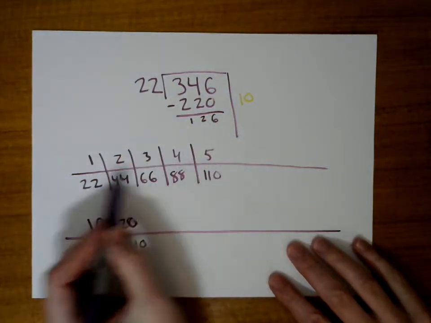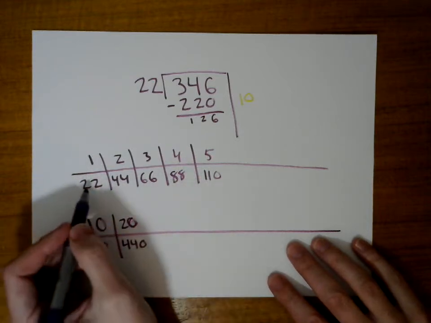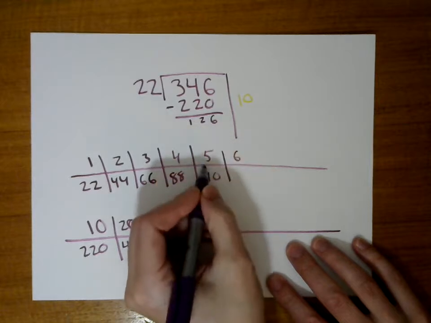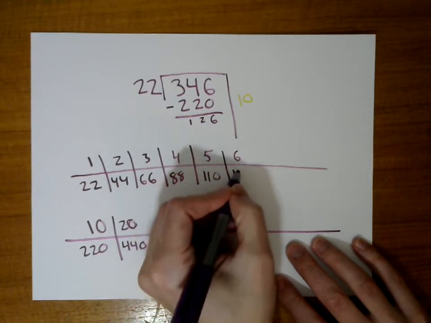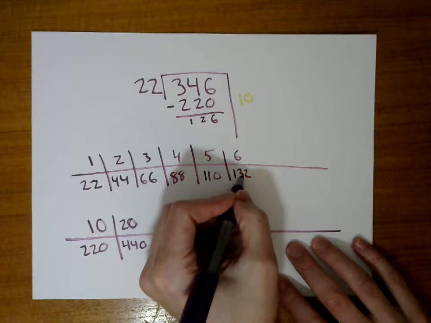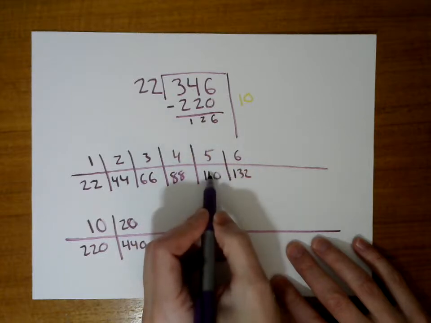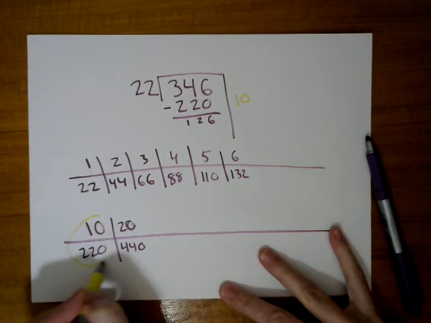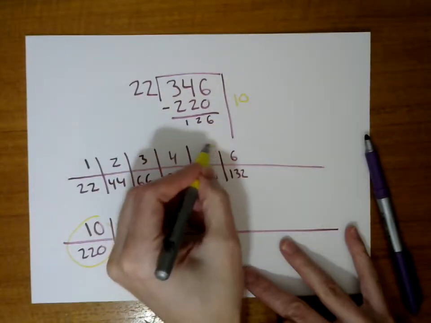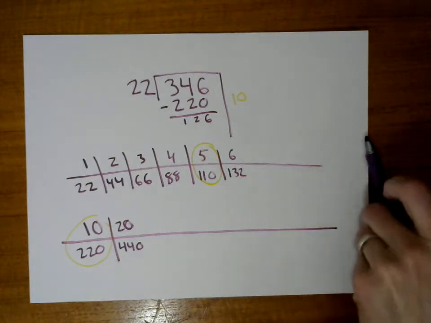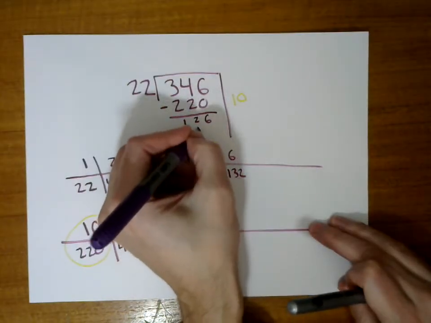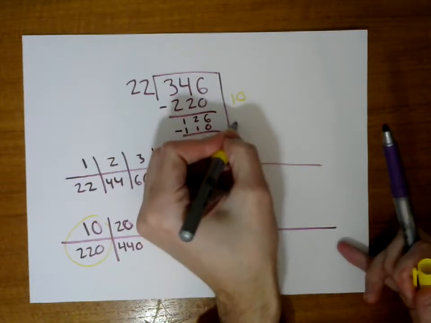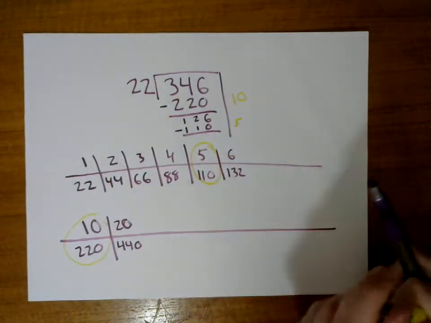And now this work here does not go for naught because look, we've got up to 110. And if we take another group of 22, 110 plus 22 would be 132, which is too much. So we've got to go with 110 here. I'll circle what I used. I used 10 groups here earlier, and now I'm going to use 5 groups. I've totally run out of room. Fit this in. So that would be 5 more groups of 22.